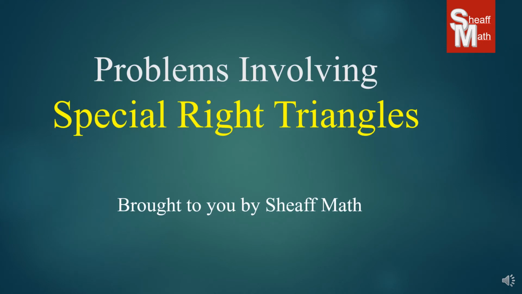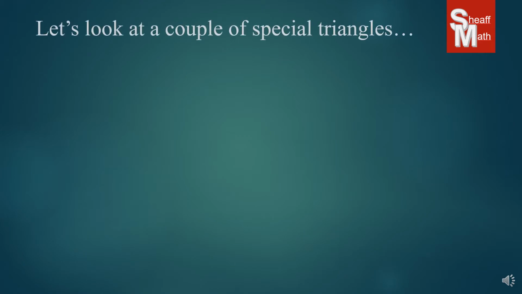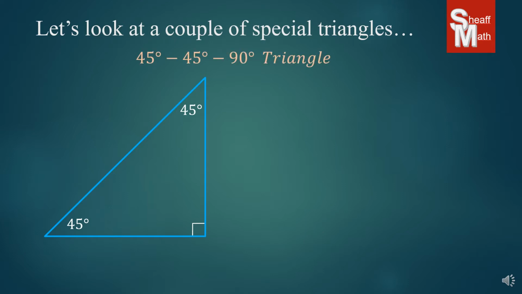In today's lesson, you're going to learn about some special right triangles, and we're going to work through some problems with them. Now let's look at a few of these special triangles. The first triangle is this one, and what's so special about it? Well, it has two 45-degree angles and a 90-degree angle. We actually call it a 45-45-90-degree triangle. And why is this so special? Well, you can solve some problems with this that are kind of easy.